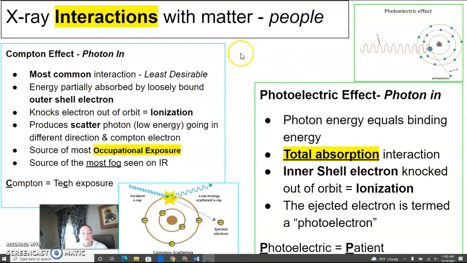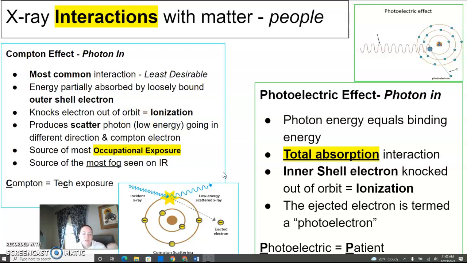So interactions with matter are going to be photon in. Compton's your most common, but it's least desirable, right? Do we want scatter? No, we don't really want scatter. Energy is partially absorbed by a loosely bound outer electron, so Compton's going to be an outer electron. It knocks that electron out of orbit, causing ionization.